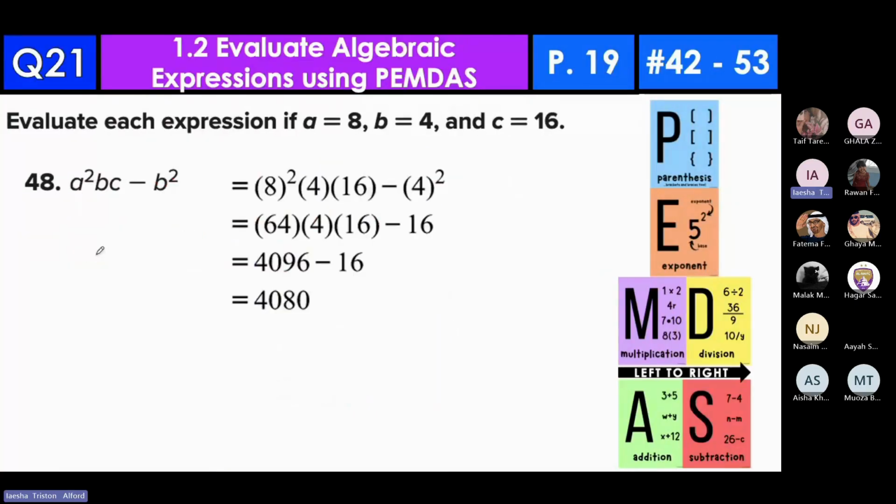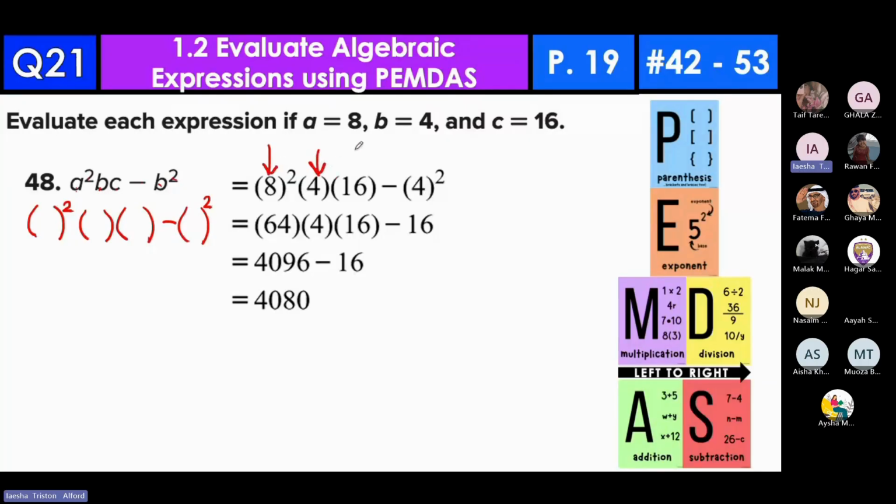Everybody have the idea about what to do for this question? For the A, parentheses, the 2, keep it. The B, parentheses, the C, parentheses, the subtract, keep it. The B, parentheses, the 2, put it up. Put the numbers inside.